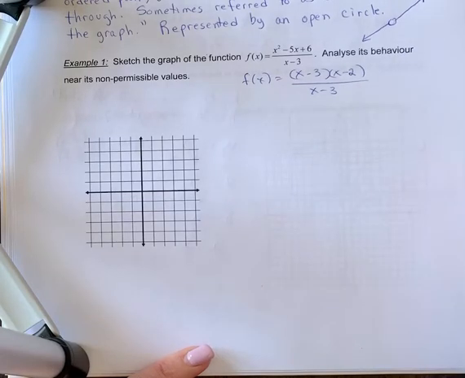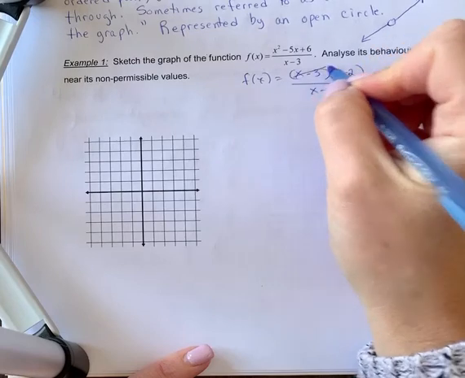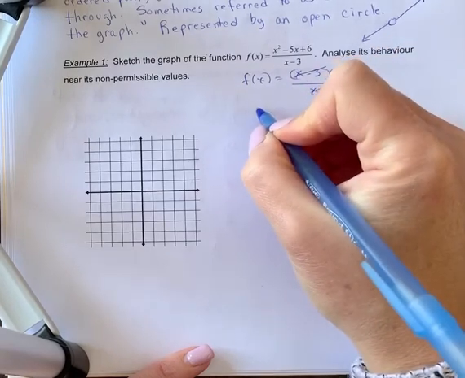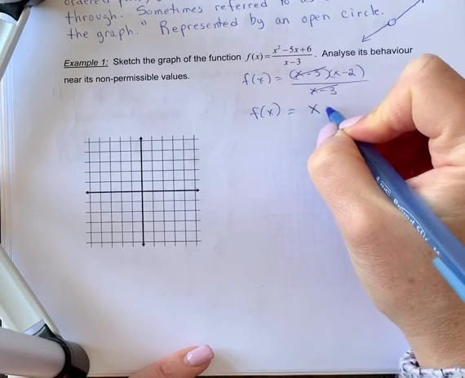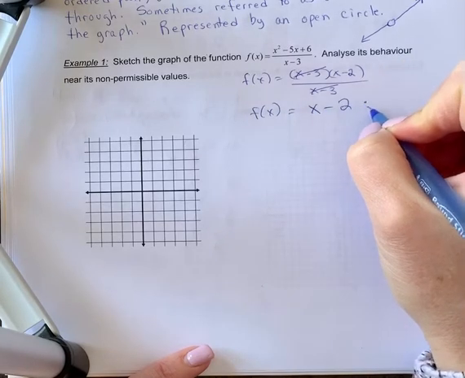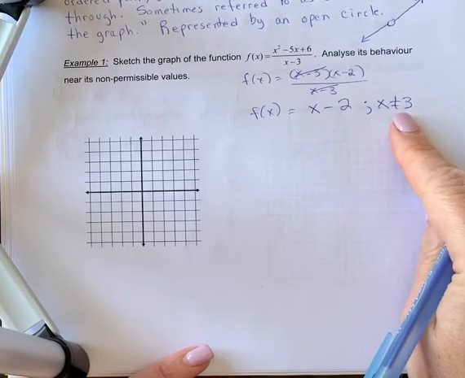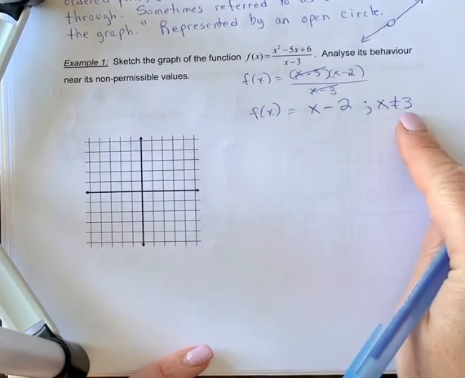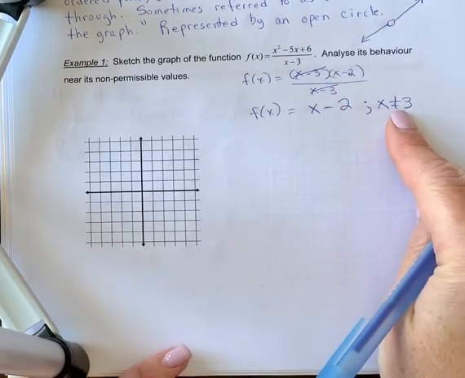And we see something cancel. That's the part that's going to tell me if there's a hole in the graph. So x minus 3 is still a non-permissible value, but because this cancels, it's not going to be a vertical asymptote. So in my simplified equation, I have f of x equals x minus 2, where x cannot equal 3. It's important that you have your restriction as you're writing your equation. If you didn't see the original equation, you wouldn't even realize this restriction was here.